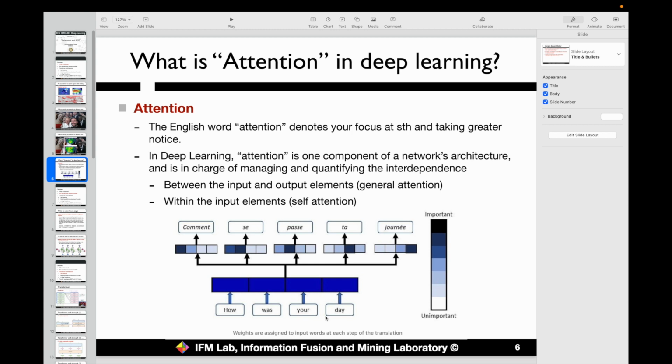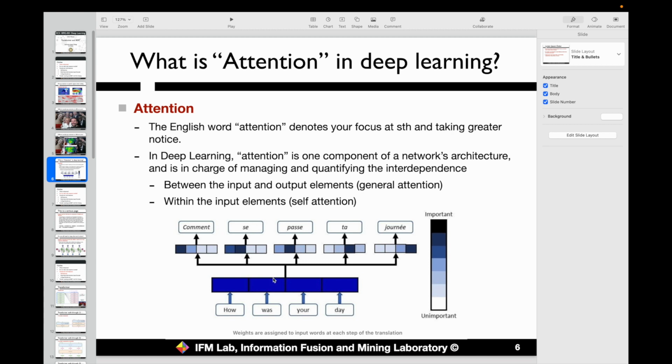Now, when we translate how was your day from English to another language, we have to generate the translation result word by word, right? When we translate the first word, we find that the first word, how, actually plays a higher role. This denotes the importance scores, or the weight scores, for different words in the inputs. We have 4 inputs, and there we have 4 attention scores as shown here. So when we translate the first word, the first word in the input has a higher weight. Then we come to the second one, and when we translate the second word, we find that the second word has a higher weight.